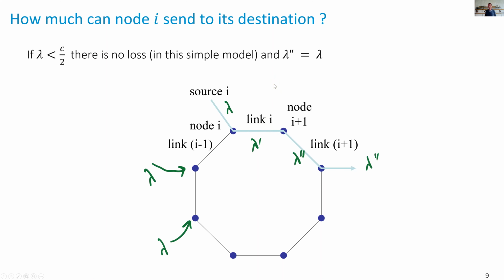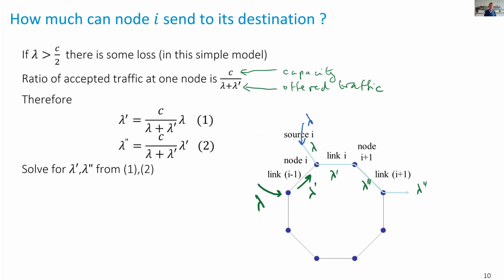And in our simple model, if the traffic that is offered is less than the capacity of the link, there is no loss. In reality, there can still be losses due to randomness of when packets arrive, but they will be small. If we ignore this, we have that if lambda is less than C over 2, every flow will deliver exactly what it has input. So lambda second, which is the output, which is the useful throughput of every flow, is exactly equal to the input.